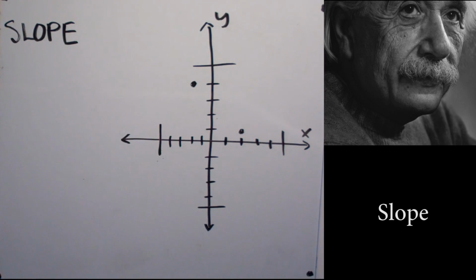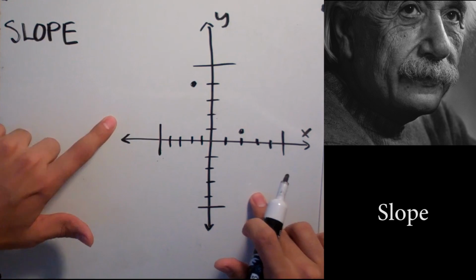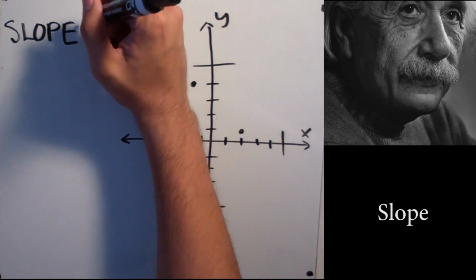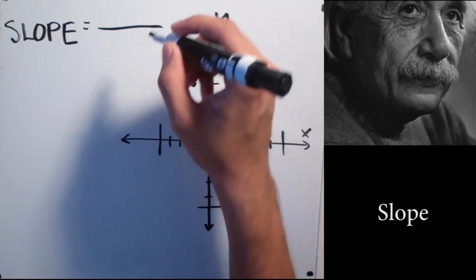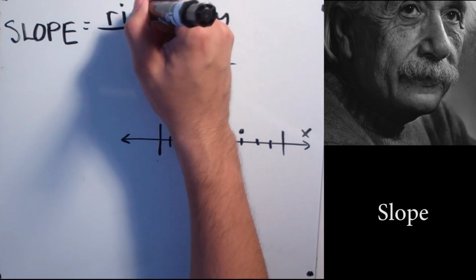Good morning, class. Today we're going to talk about slope. Okay, so slope, I have a graph up here. Slope is normally written as a fraction. The fraction is that it's rise over run.